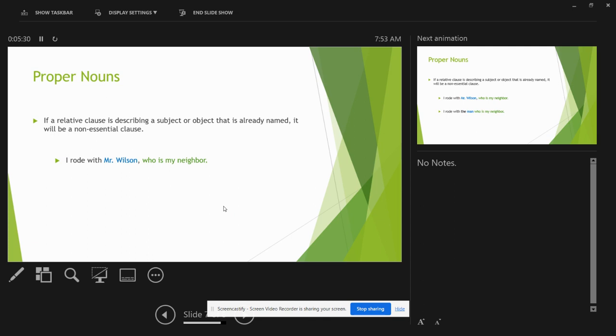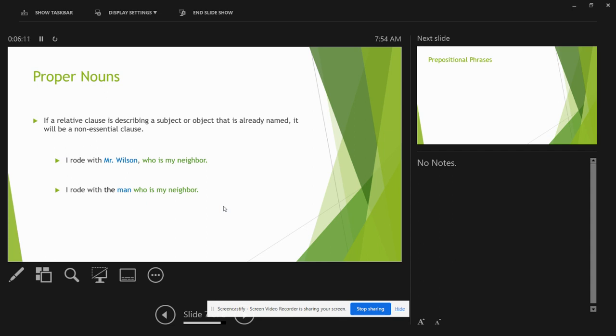Okay, so for example, "I rode with Mr. Wilson, who is my neighbor." If instead I had said, "I rode with the man who is my neighbor," we see a change here. In the top example, because I call him Mr. Wilson, his name specifies it. Of all the men that I could have ridden with, there's a lot of them. But if I say Mr. Wilson, that specifies it. So now "who is my neighbor" is extra information.